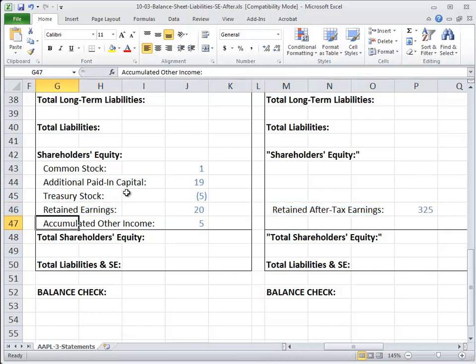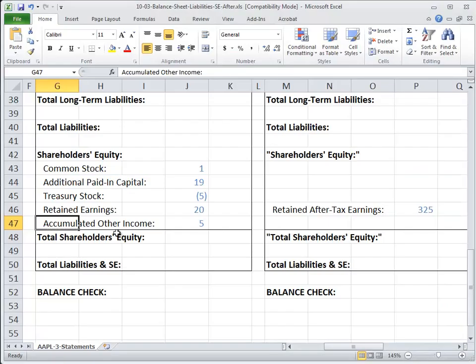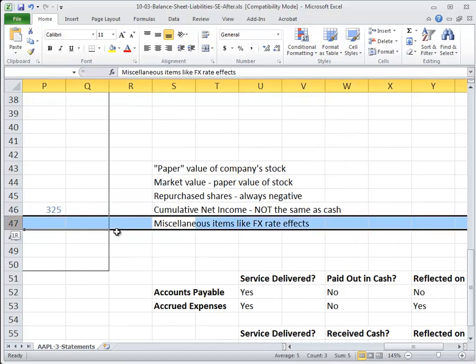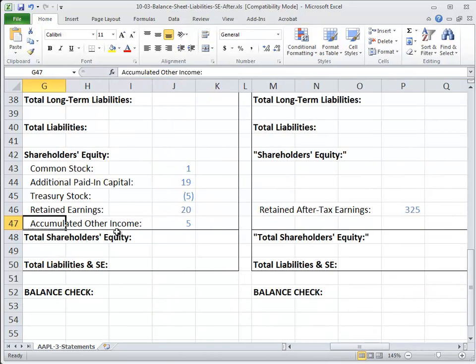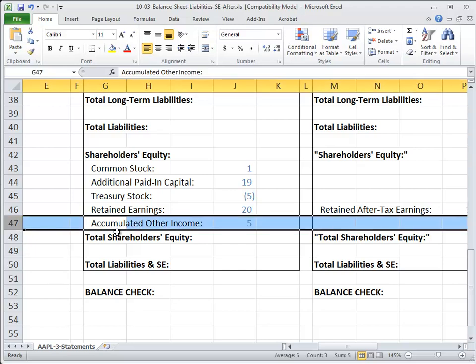And then the last item here, accumulated other income, I've just abbreviated that. If you go to Apple statements, they've listed it as accumulated other comprehensive income. This item is simply for any miscellaneous changes that don't fit in anywhere else. The most common one is for items like the exchange rate effect. So companies like Apple that operate globally across many different markets sell their products in all sorts of different currencies. Those currency exchange rates may be going up or down. So when they trade that currency back into US dollars, they may take a loss on it, they may have a gain on it, and you record those types of changes here under accumulated other comprehensive income.